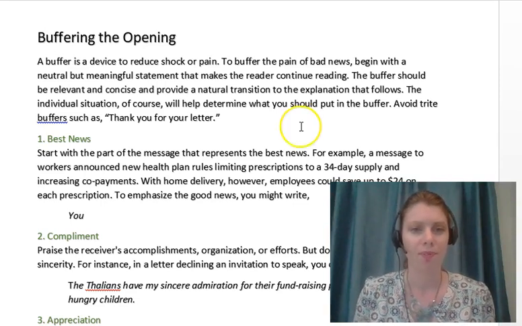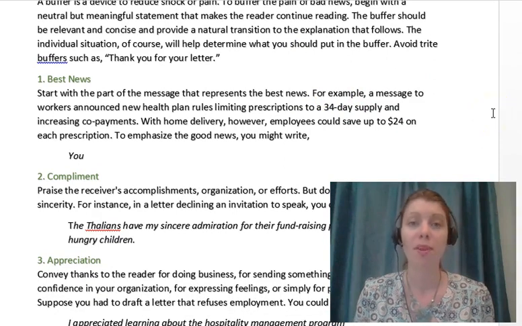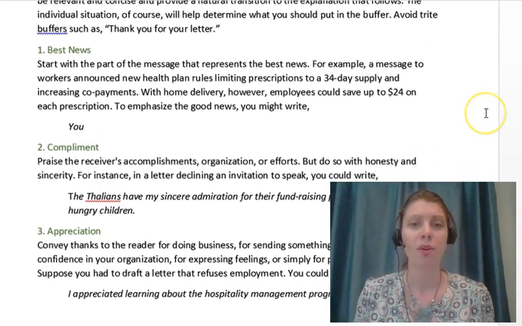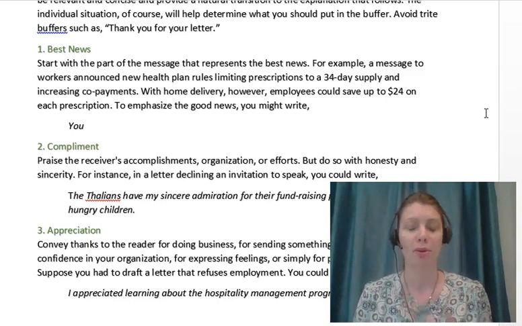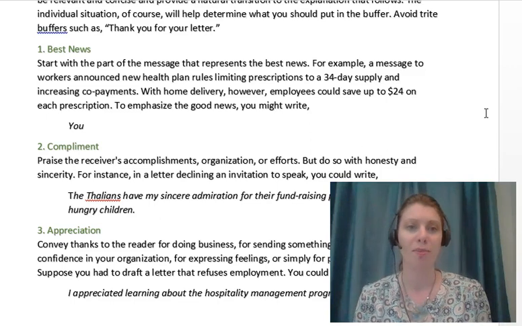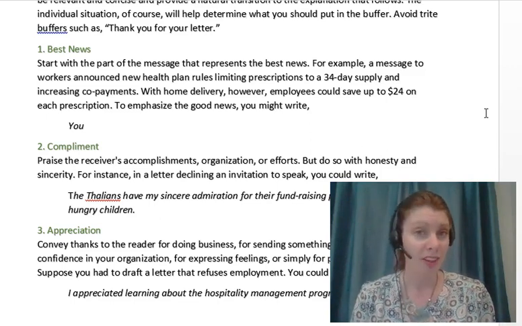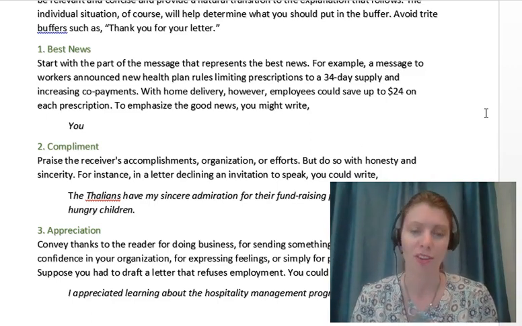So, some openings you can use. Start with the best news. So start with the part of the message that represents the best news. For example, a message to workers announcing that new healthcare rules limit prescriptions to 34-day supply and that they're going to be increasing co-payments. With home delivery, however, employees can save up to $24 on each prescription that they fill.